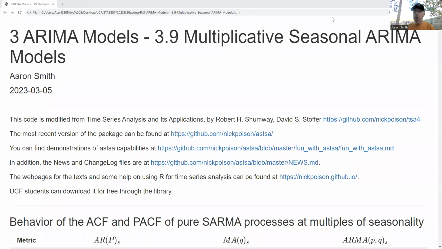Hi, in this video, we want to take a look at multiplicative, seasonal, autoregressive, integrated moving average models. All right, that is a lot to spit out. So what we're going to do is take our time series and figure out our differencing on the time series. We're going to figure out any transformations we want in there, but we'd actually do that before we do our differencing.